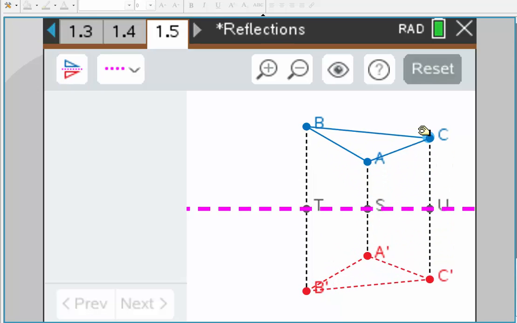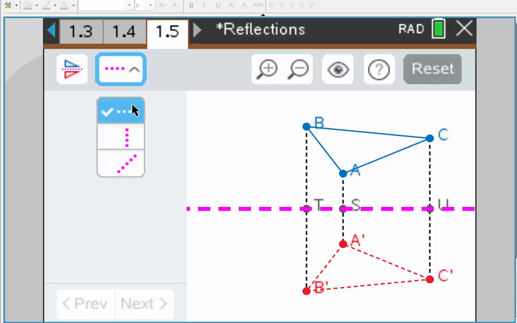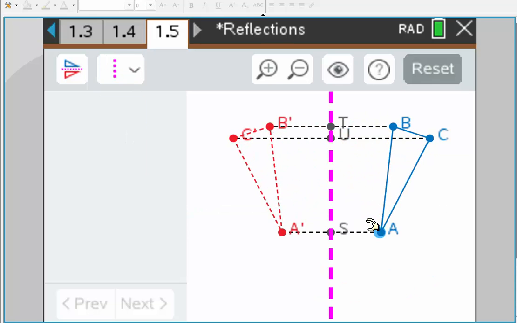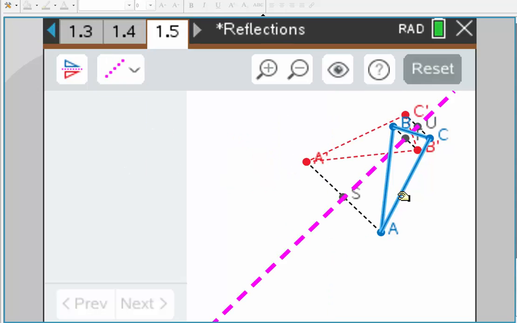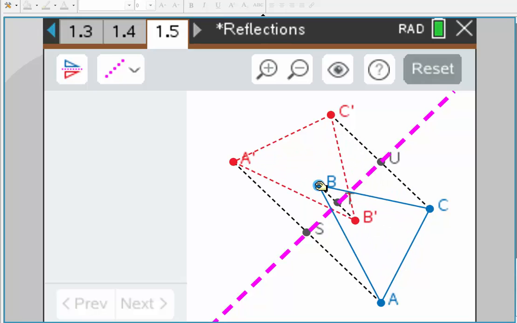So again, I'll pull point C up here, and I want them to discover what's true about these three segments and what's true about those points right there. So we can go ahead and play a little bit. We can change it to a vertical line and see if our conjectures still hold true, and then a slanted line as well.